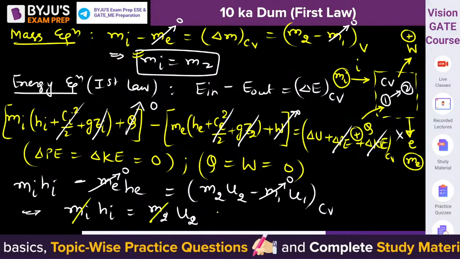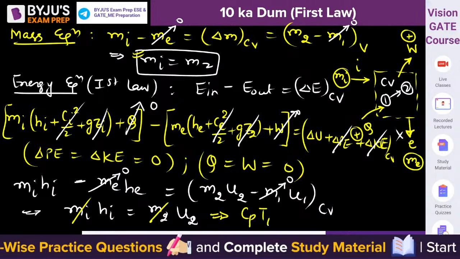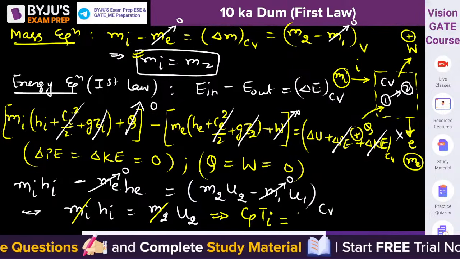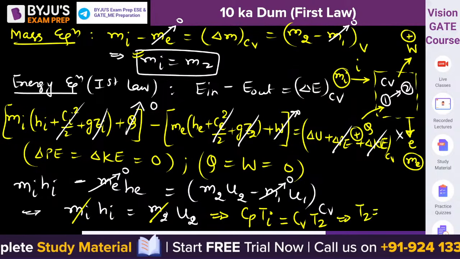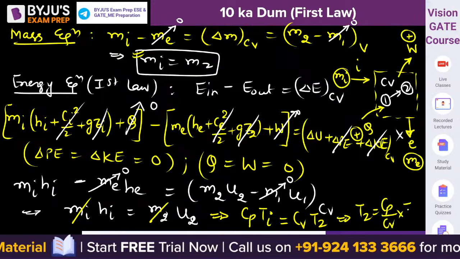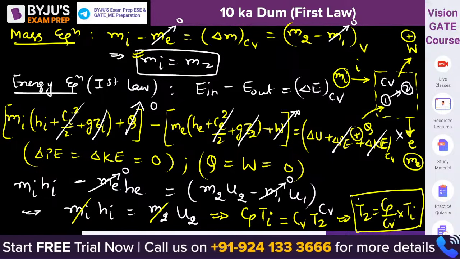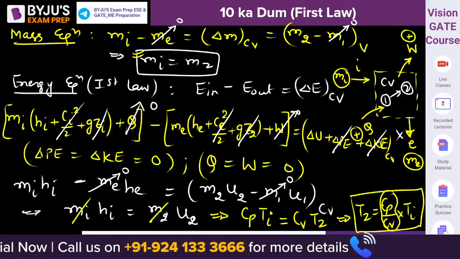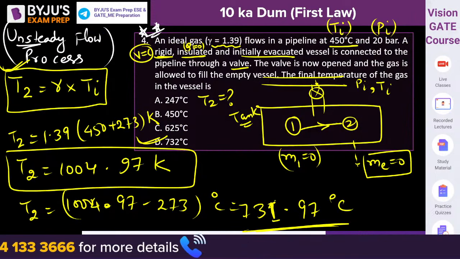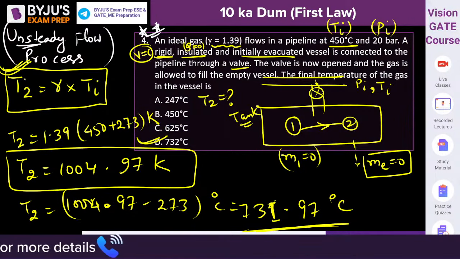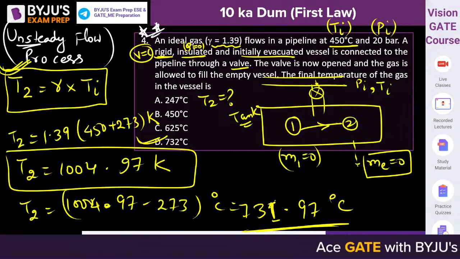So these two will get cancelled out. So Hi is equal to Cp Ti, because it is an ideal gas, is equal to small u2, which is Cv into T2. So T2 will be equal to Cp by Cv into Ti. Are you getting this? And what is Cp by Cv? That is nothing but gamma. Cp by Cv is gamma. So that is how we obtain this expression. T2, the final temperature in the vessel or the tank, will be gamma times Ti. It is more than Ti, it will be gamma times of Ti.